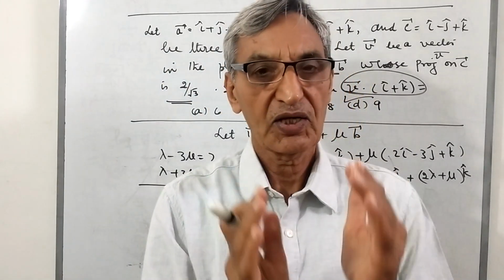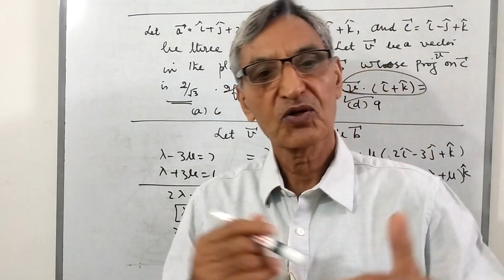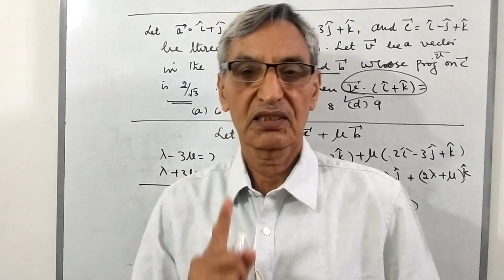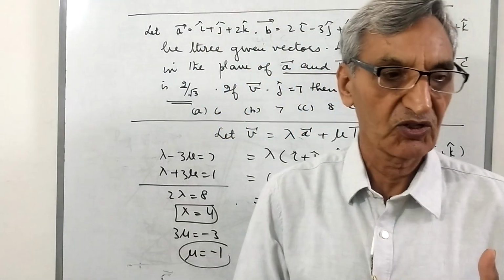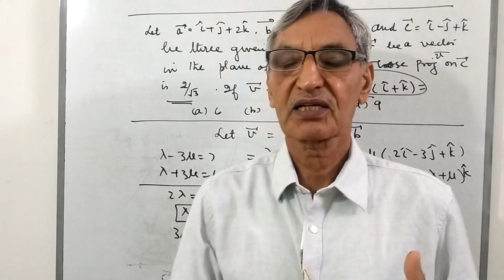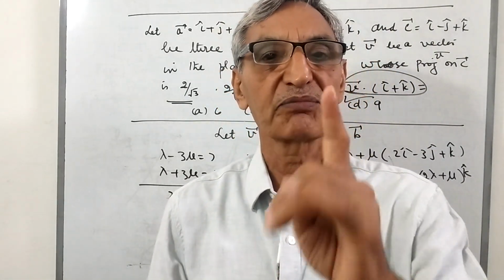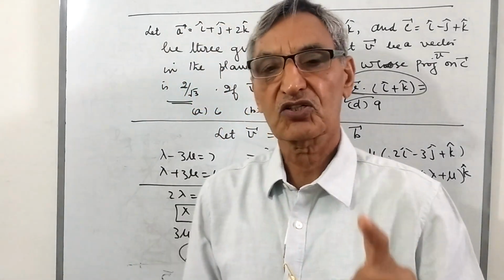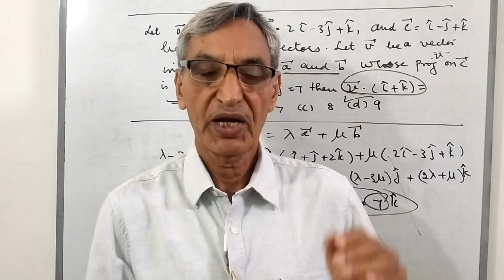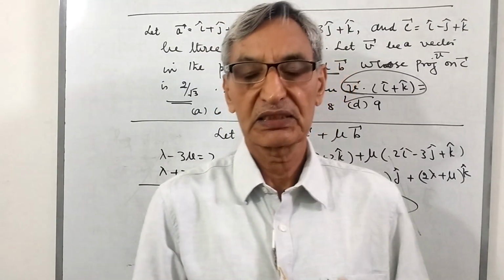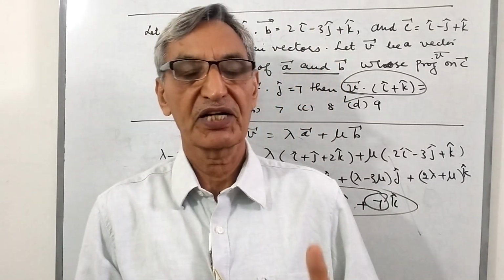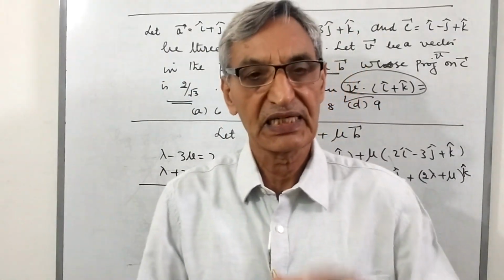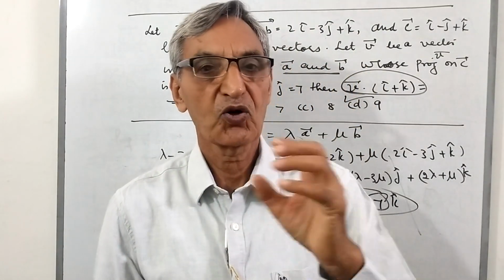The answer is equal to 9. Here the question is simple, you just have to understand the concepts. Number one, any vector lying in the plane of two vectors can be represented as a linear combination of those two vectors. Number two, the scalar projection of vector A on B is A dot B divided by magnitude of B. That's all. These two concepts are needed in solving this question. I hope you understand.